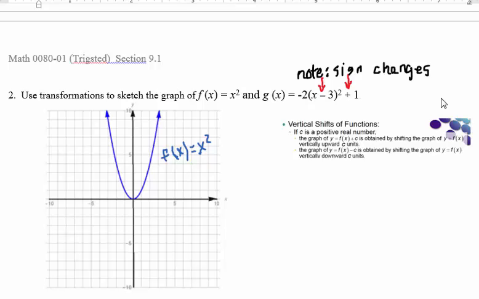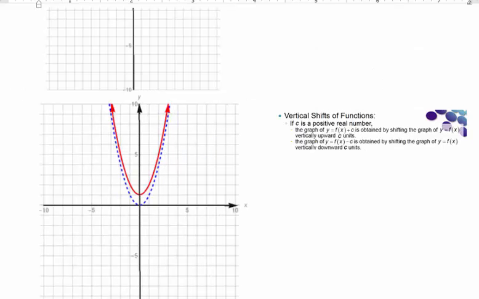All right, so let's take a look at the parent graph f of x equals x squared. Notice that's your generic upward opening parabola whose vertex is at the origin. We want to look at the fact that the +1 in g of x is actually a vertical shift. If I have the function y equal f of x plus c, and c is a positive number, that is a vertical shift c units upward. If I have y equal f of x minus c, that's a vertical shift c units downward. Notice the red solid curve: every point on the blue dash curve has been moved 1 unit upward.